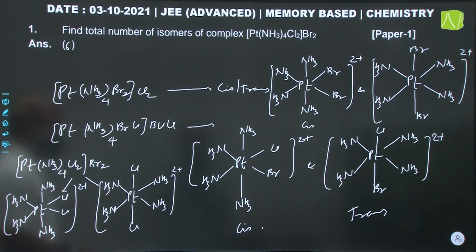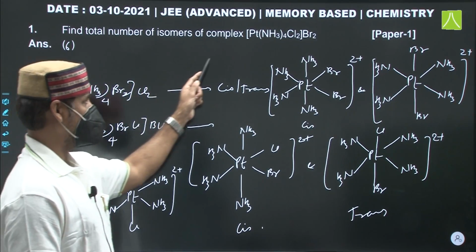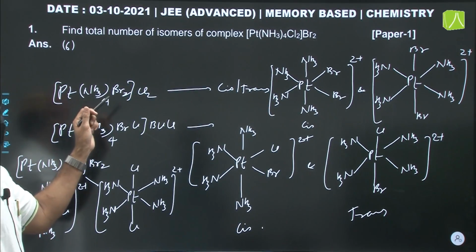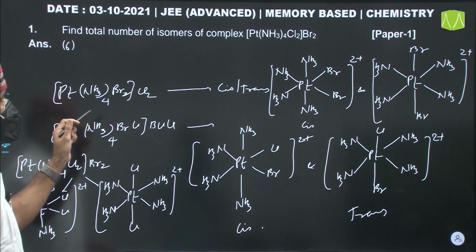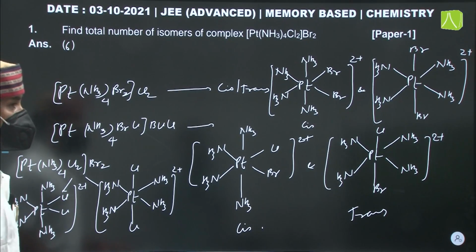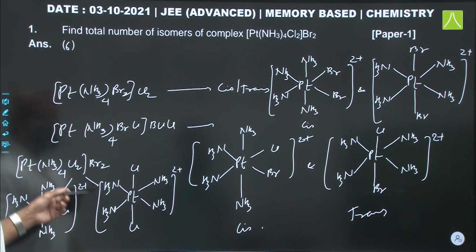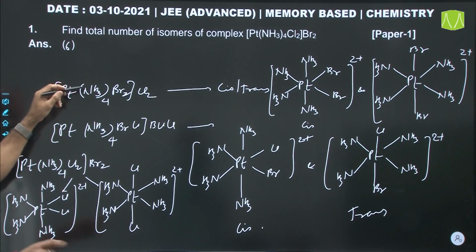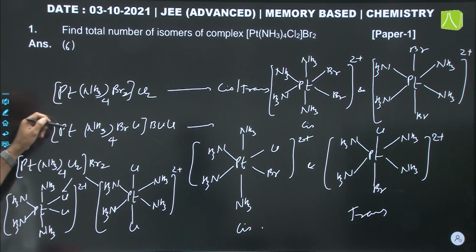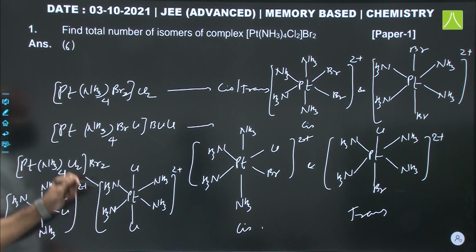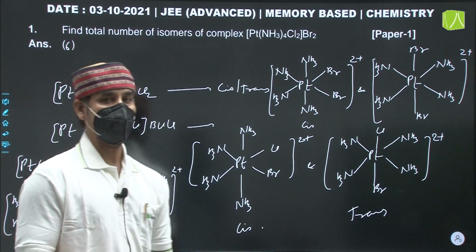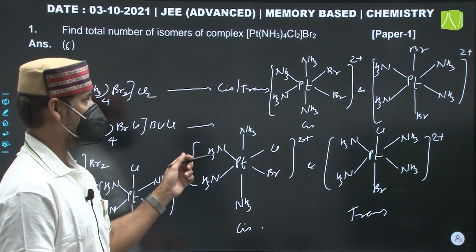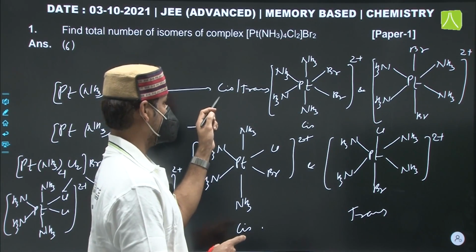Question number 1. Find the total number of isomers of the complex Pt(NH3)4Cl2Br2. So students, the number of isomers has been asked for this complex. There are 6 isomers, out of which 3 are structural isomers. Pt(NH3)4Cl2Br2 would have 2 other ionization isomers, that is Pt(NH3)4Br2Cl2 and Pt(NH3)4BrCl, and every compound would have 2 geometrical isomers, none optically active, as they have planar symmetry.